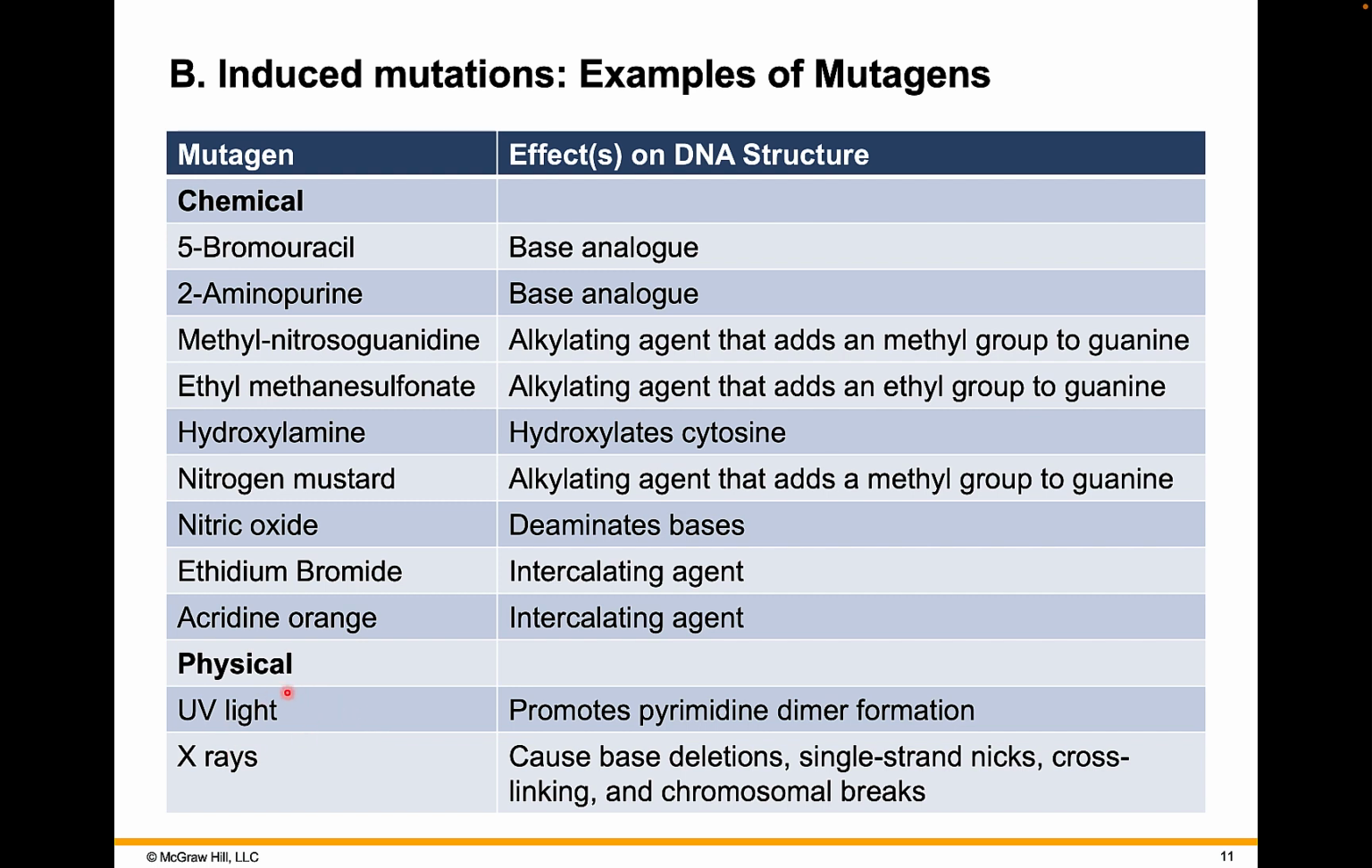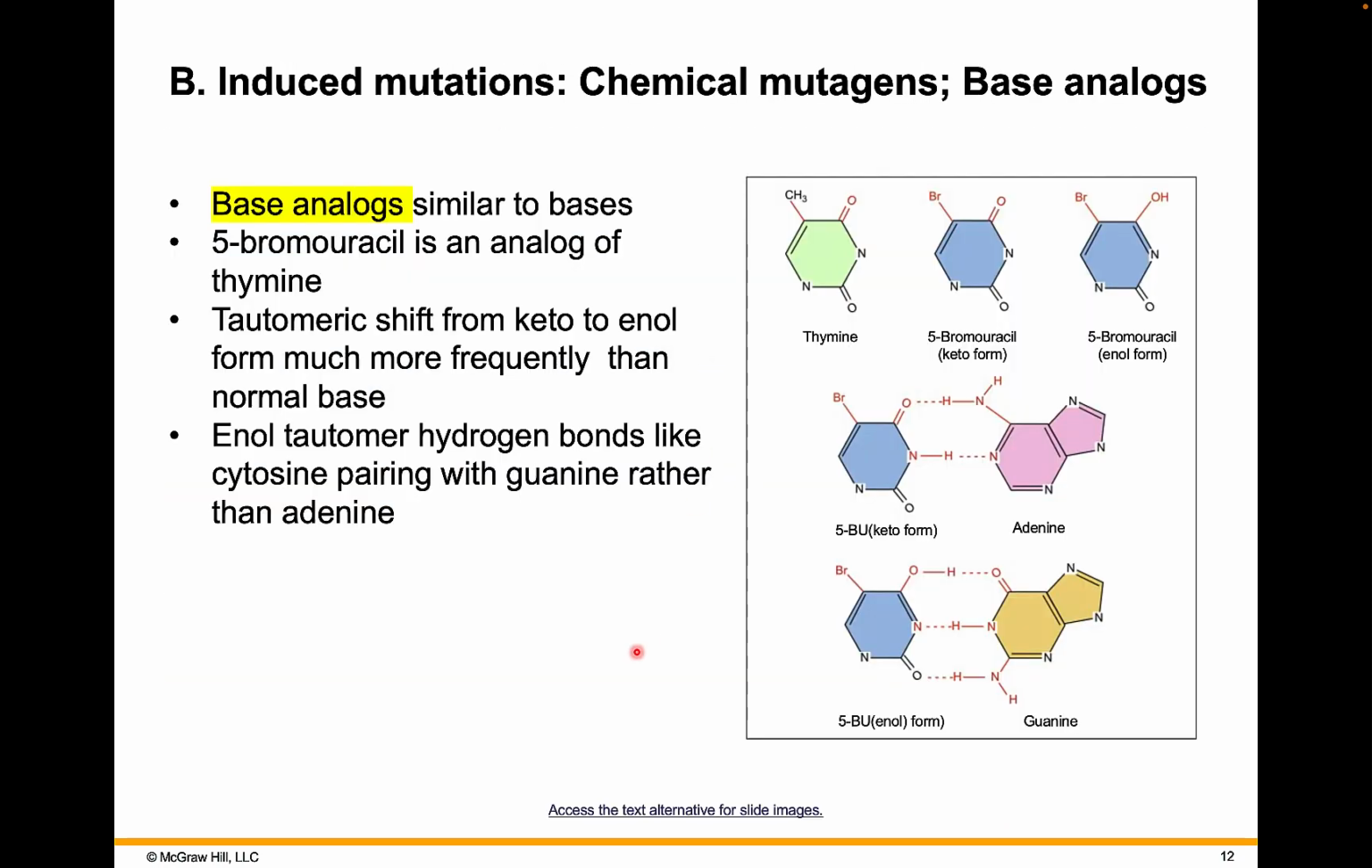And then we will see the physical mutagens, which are UV or X-rays, which can promote pyrimidine dimer formation, particularly thymine dimer formation. X-rays can also cause base deletion, single-strand nicks, cross-linking, and chromosomal breaks. So let's take a look at how these basically work.